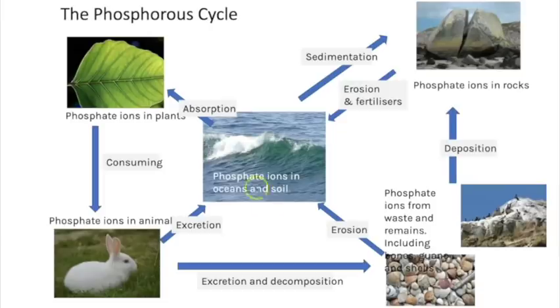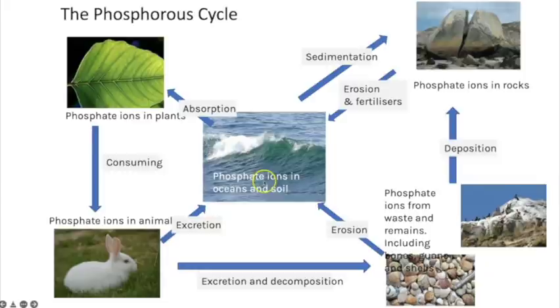So the phosphorus cycle, if we start in the middle looking at the phosphate ions in the oceans, or it could be within the soil. Plants can absorb those phosphate ions through their root hair cells by active transport. Animals will then be eating the plants, so they can consume and absorb the material to get the phosphate ions. When animals excrete, that will release phosphorus back into the oceans or the soil in the form of phosphate ions.